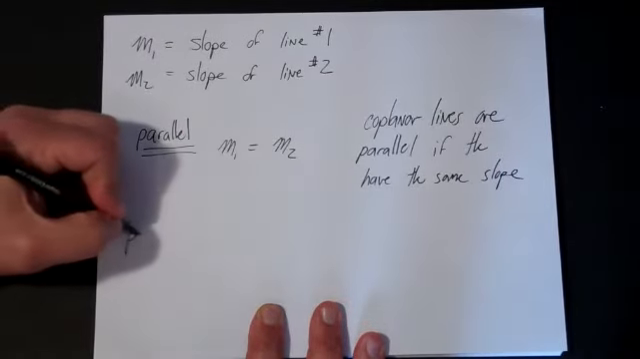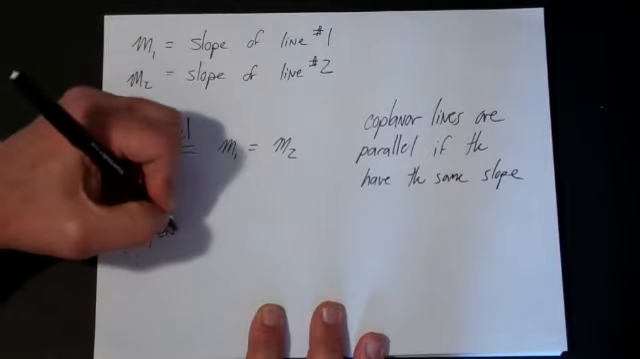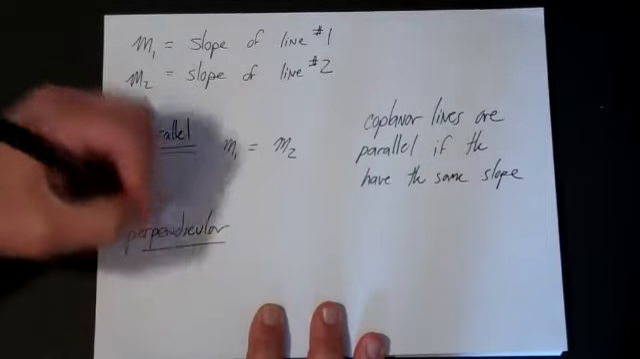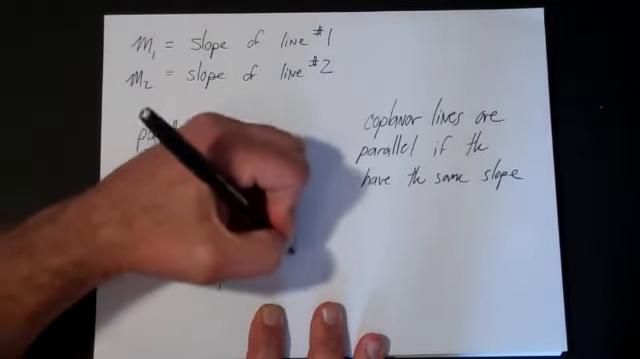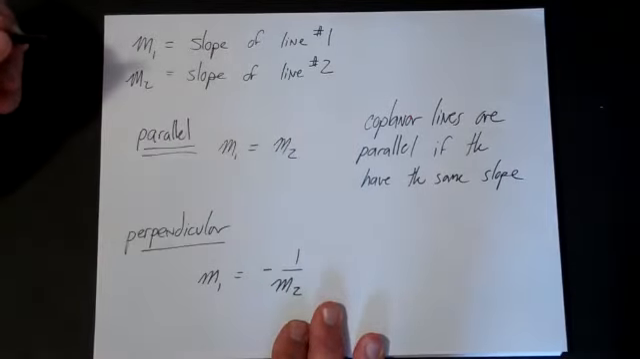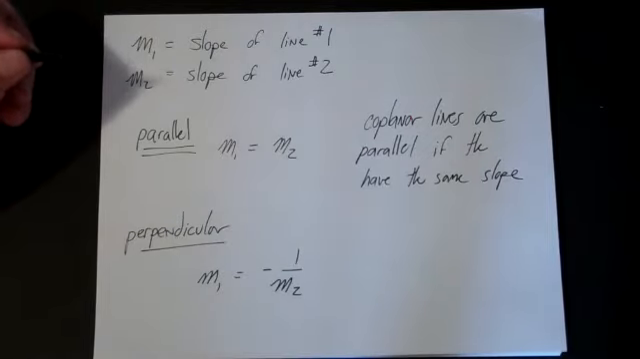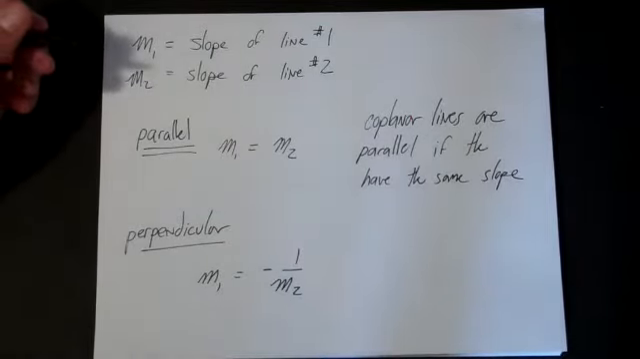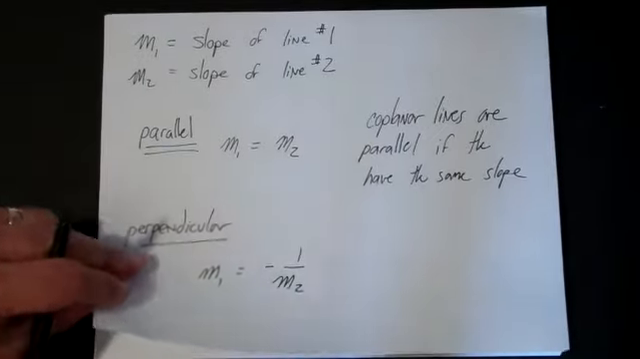And if they're perpendicular, if M1 is equal to minus 1 over M2. In other words, it's the negative, if one slope is the negative reciprocal of the other. That's actually easier to see than to say.